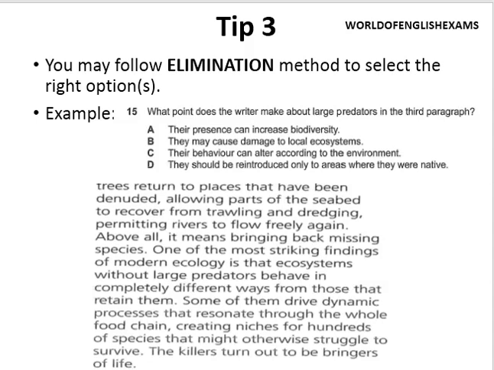What point is not a keyword here. It is just asking what implication or what is the sense of the writer: what point does the writer make about large predators in the 3rd paragraph? So the first keyword here is large predators, and of course they are also giving us a clue that this answer could be found in the 3rd paragraph only. That's the reason it's clearly mentioned like that in the question. So we do not focus on the options at this point of time. Remember tip number 2, do not focus on the options at the start.